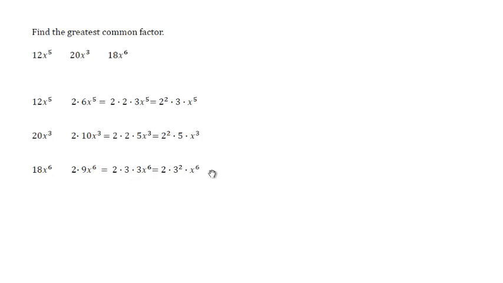Now we can find the greatest common factor. You look to see what they have in common. They all have a 2. They do not all have a 2 squared. So the first factor I would write down is a 2. Then I look to see what other factors they have in common.